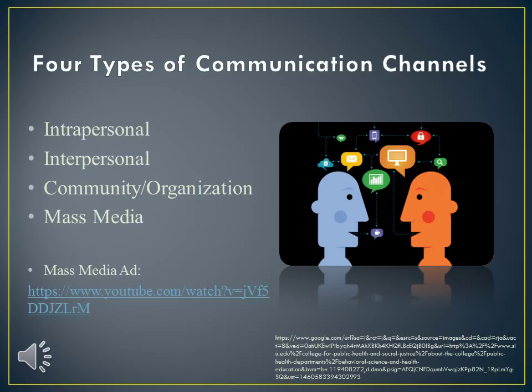A communication channel is a route through which a message is disseminated to the priority population. In order to decide which channel to use, you must first determine the place setting of the priority population. For example, if your setting is at home, you can use a telephone or mass media via television.